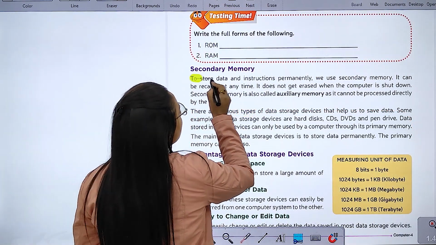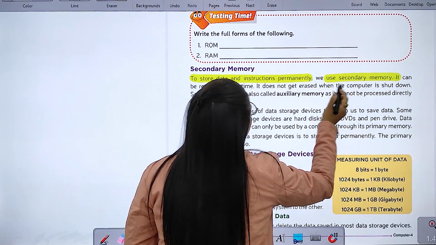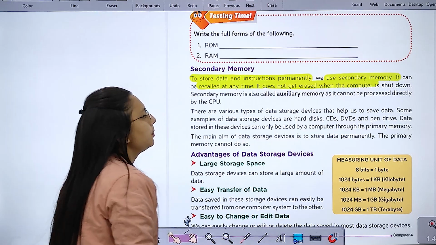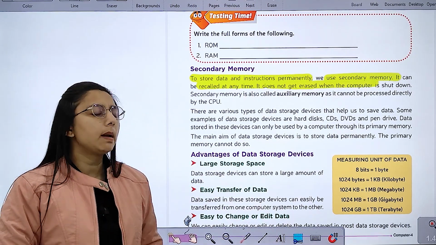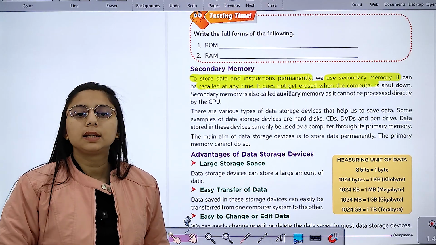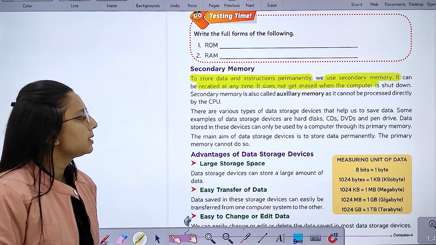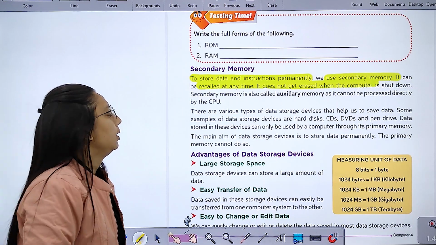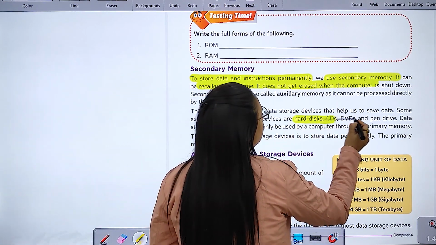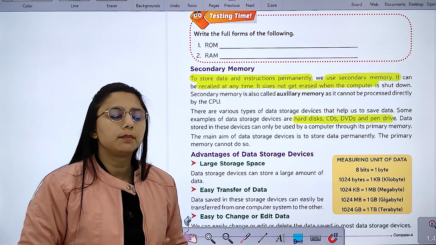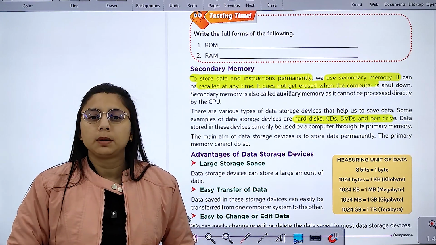Now we have secondary memory. To store data and instructions permanently, we use secondary memory, so they can be recalled at any time. It does not get erased when the computer is shut down. Secondary memory is also called auxiliary memory. It cannot be processed directly by the CPU. There are various types of data storage devices that help us to save data, for example hard disk, CD, DVD and pen drive. Data stored in a device can only be used by a computer through its primary memory.